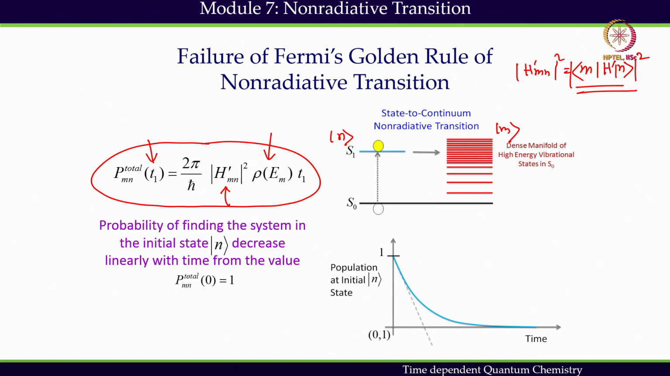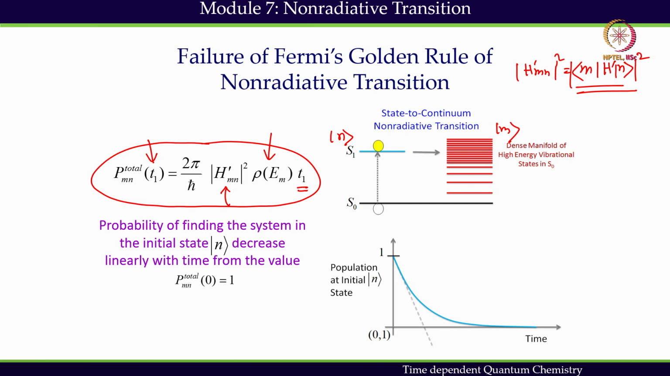Now, this Fermi's golden rule for the state to continuum transition states that the probability of finding the system in the continuum of final states increases linearly with interaction time. As you can see, I have this time T1.